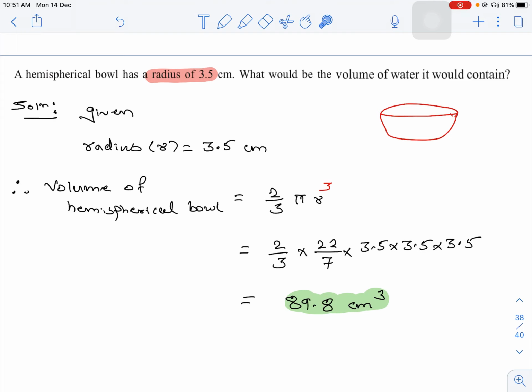So in this way we have learned how to find the volume of a sphere, how to find the volume of a hemisphere, and its derivation. So this much is enough for today.